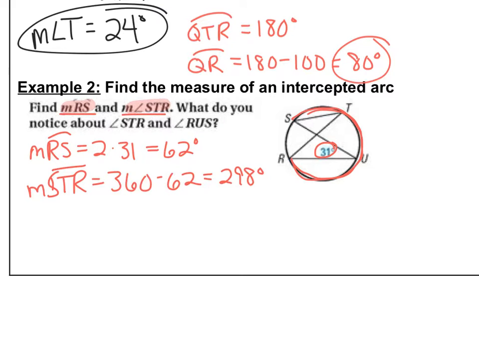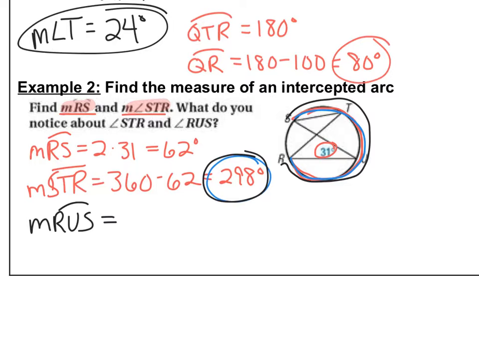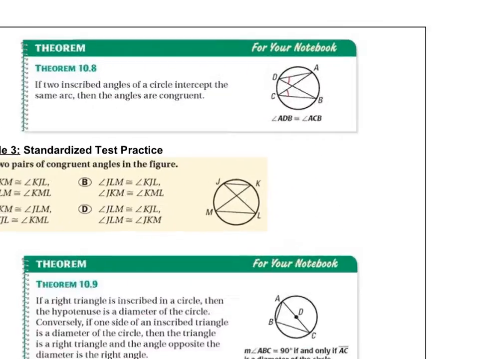Now the last thing they're going to ask about this is, what do you notice about STR and RUS? So STR is the one we found, which was 298, and then they're asking, what do we notice about RUS? Well, RUS is the same thing, just in reverse. So the measure of STR and the measure of RUS are both going to be equal to each other. It's basically just like naming an angle. You could name it one way or the other. It would still have the same value. So just keep that in mind as we flip our paper over and take a look at Theorem 10.8.